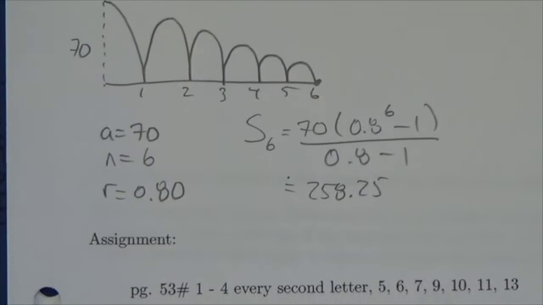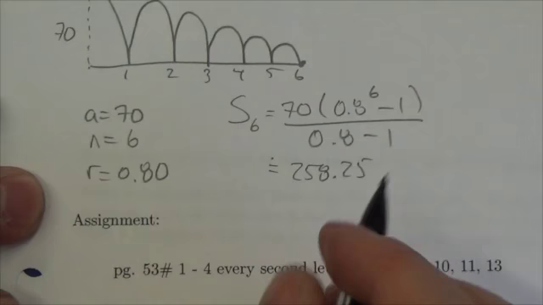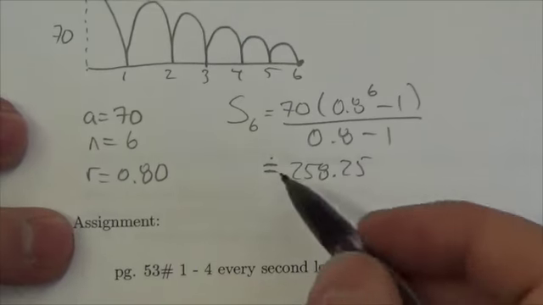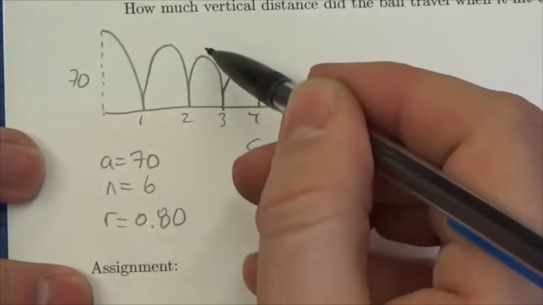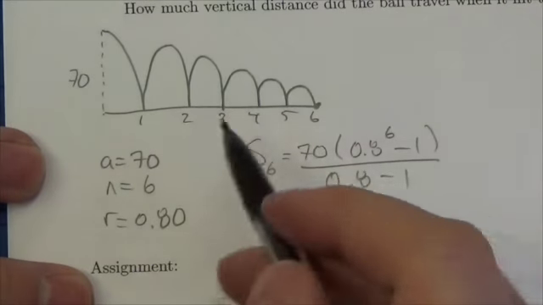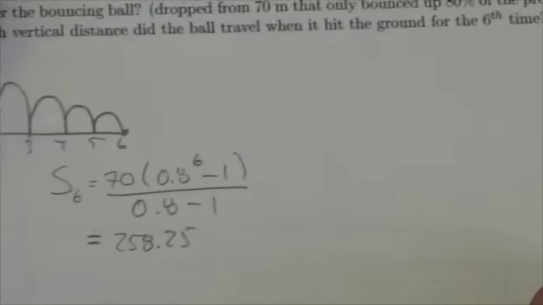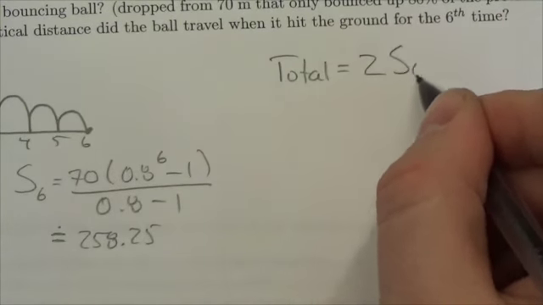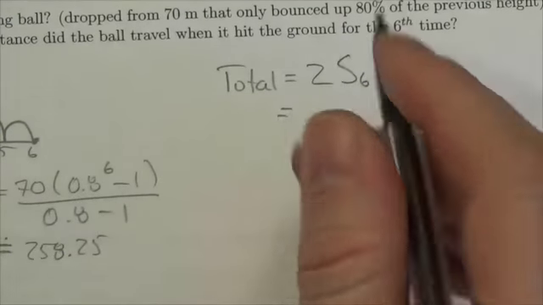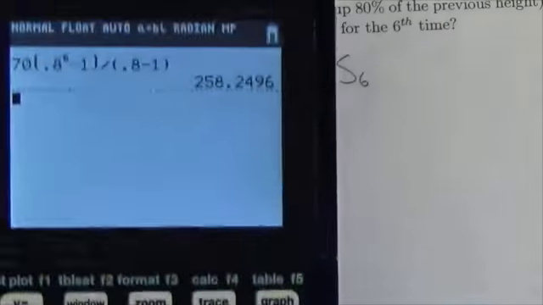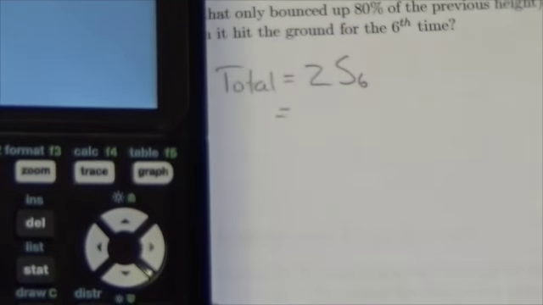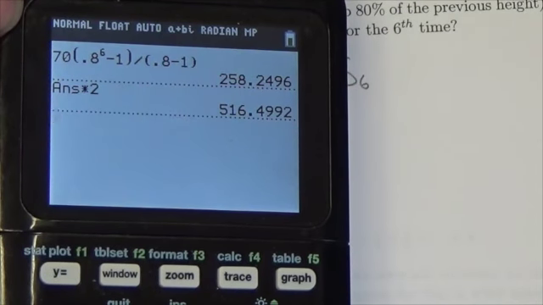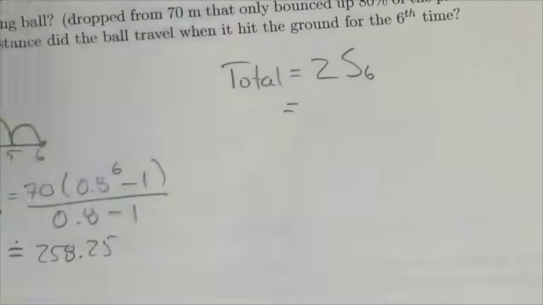Now, I'm going to leave that number in the calculator because it turns out this number is incorrect. The total distance that the ball travels is not 258.25. What that is is the distance down, down, down, down, down, down. At no point do I include the distance up. So if I want to figure out the total that it travels, I need to multiply that sum by 2. Multiply by 2, I get 516.499, so 516.50, let's say.